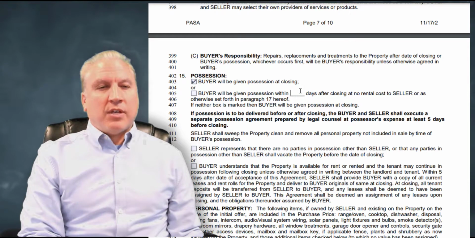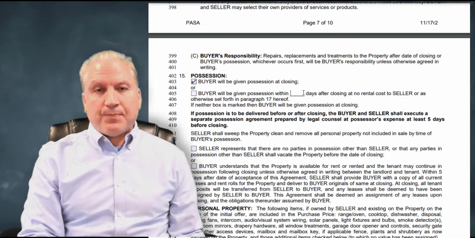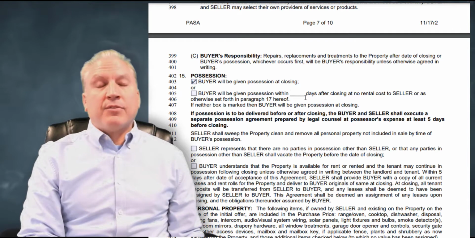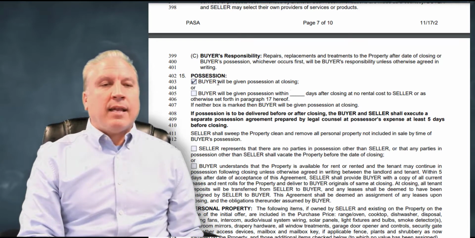And that person living in the house might have tenant's rights to stay there, even beyond if it says, buyer will be given possession in 20 days. What happens if the person does not move out in 20 days? You might not be able to evict them. You might not be able to move in. So be very careful with not getting possession at closing.